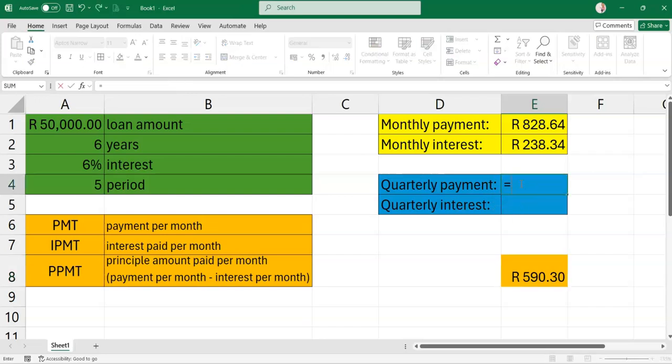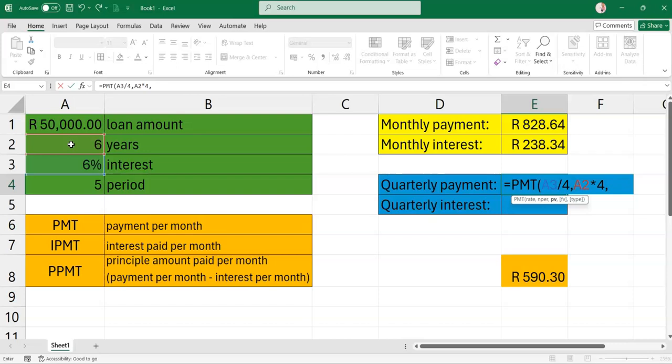I'm going to start with equal PMT. The only difference here now is I'm talking about quarterly and not monthly. So when I go to my interest rate, instead of dividing by 12, I am now going to divide by 4, comma. For how long am I doing this? For 6 years. Again, I'm not going to times 12 because I'm now talking about quarters, and there are 4 quarters in a year. So I'm going to say times 4, comma.